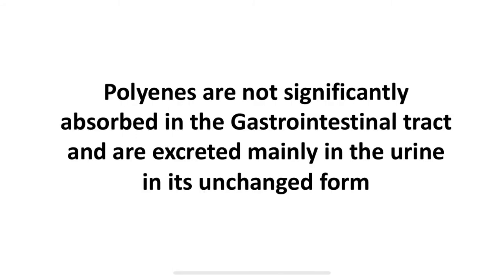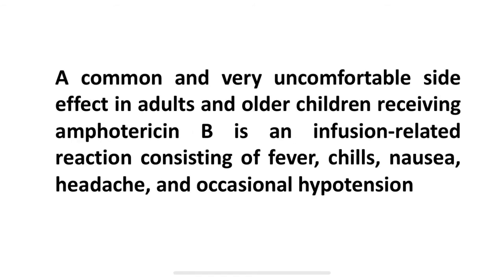For its pharmacokinetics, polyenes are not significantly absorbed in the gastrointestinal tract and are excreted mainly in the urine in its unchanged form. For its adverse effects, one of the most notable are fever, chills, nausea, headache, and occasional hypotension. These are all caused by an infusion-related reaction under amphotericin B medication for adults and older children.